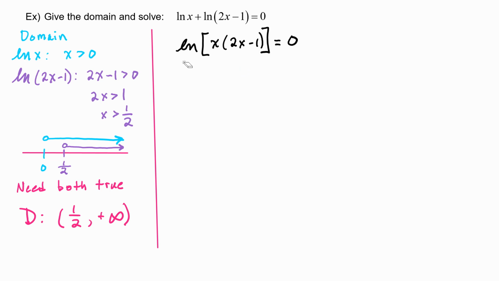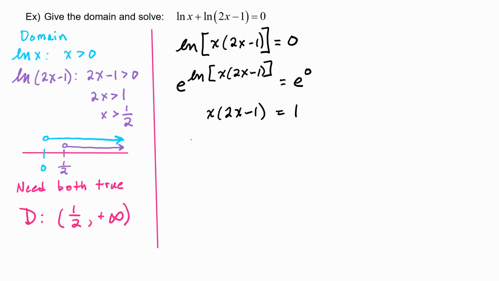Now, to undo a natural log, we have to take e to the power of that side. So natural log of the quantity x times 2x minus 1 is equal to e to the 0. So we take the exponential function of both sides. Now the exponential function undoes the natural log, and we have x times the quantity 2x minus 1 is equal to 1 on the right-hand side.